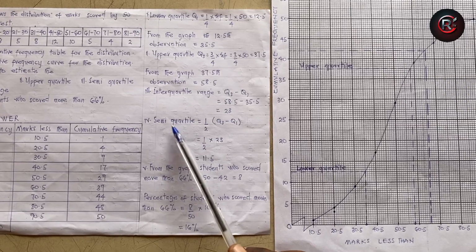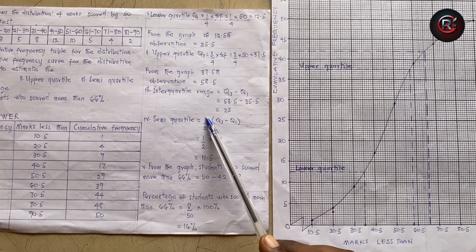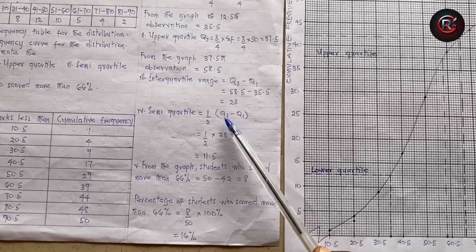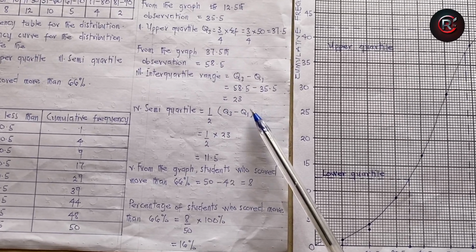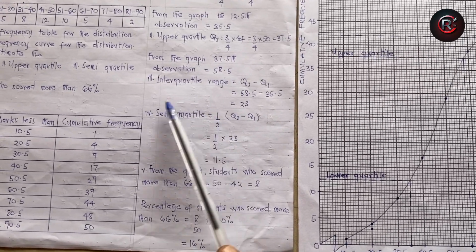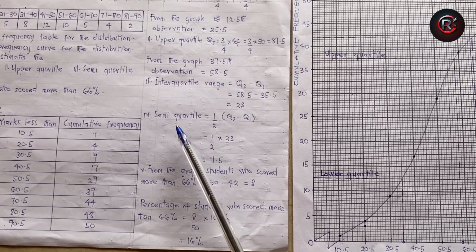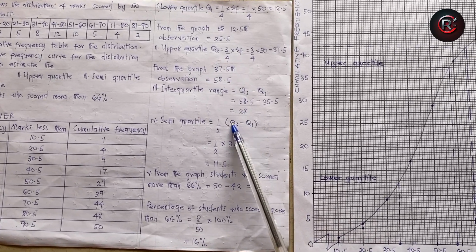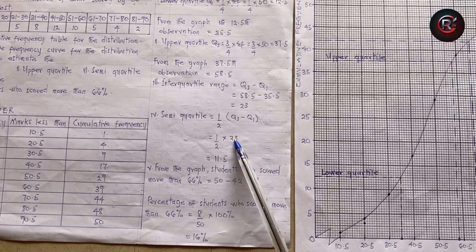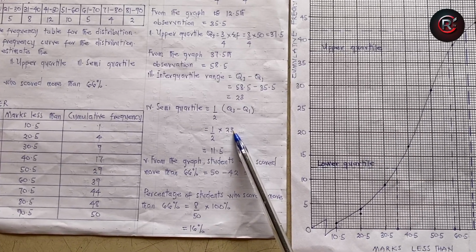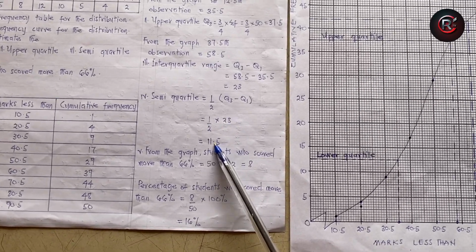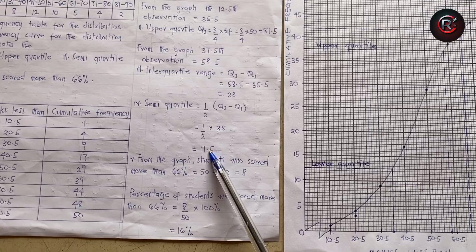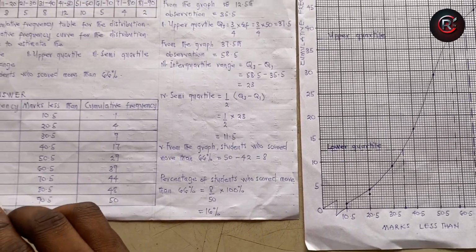And we also have the semi-interquartile range, which is half multiplied by the interquartile range. So again, if they ask us to find the semi-interquartile range, we first find the lower quarter, the upper quarter, and the interquartile range. When we find the difference, we multiply it by what? By half, and that will give us 11.5.